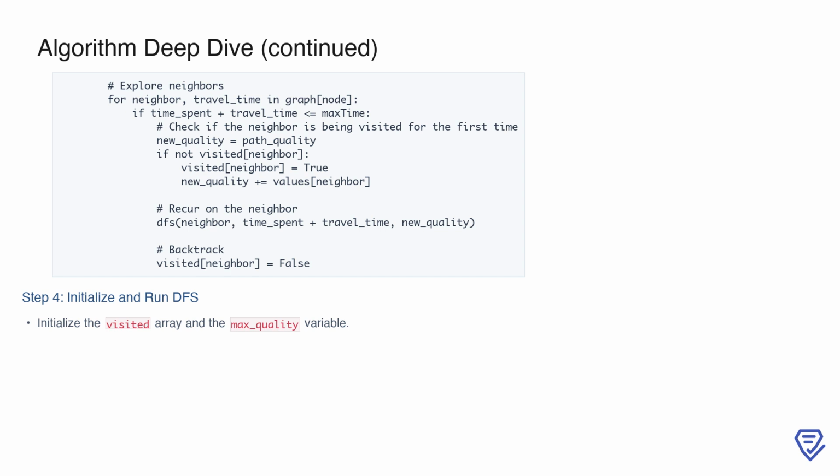This ensures that the value of a node is added to the path quality only once. For each neighbor of the current node, we calculate the time required to reach that neighbor and check if it fits within the max time constraint. If it does, we proceed to visit the neighbor, updating the path quality if it's the first visit. After exploring a neighbor, we backtrack by reverting the changes to the visited array, allowing us to explore other paths independently. This systematic exploration ensures that we evaluate all valid paths while adhering to the constraints.